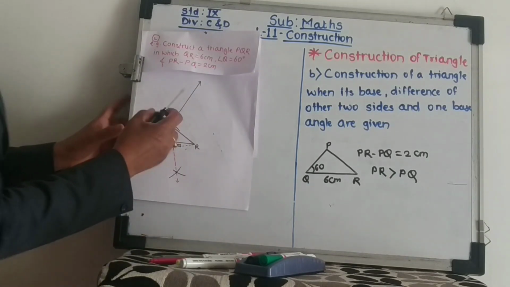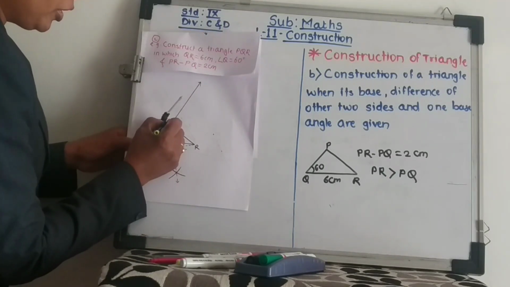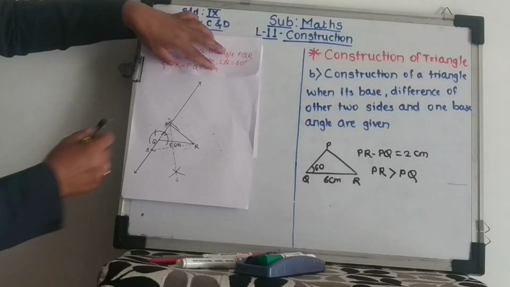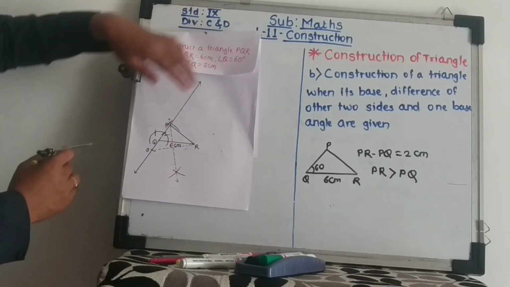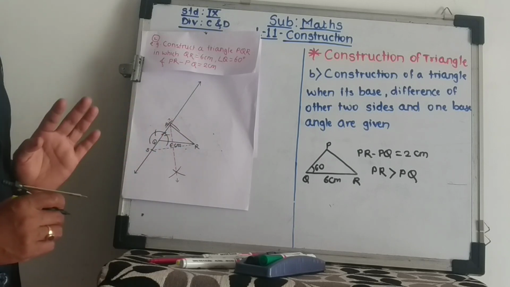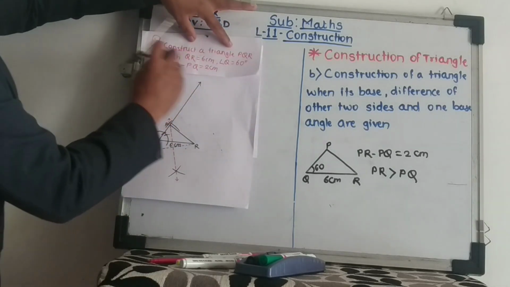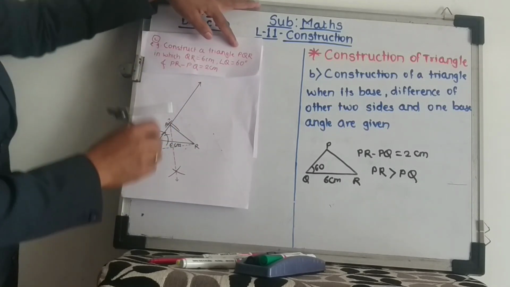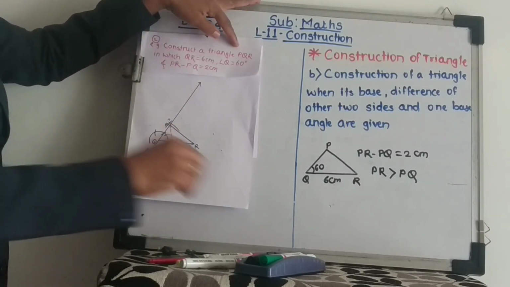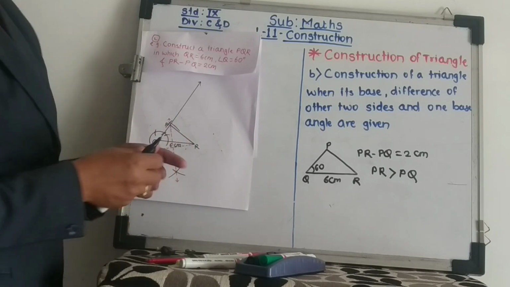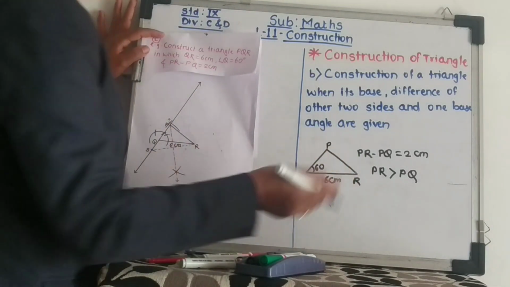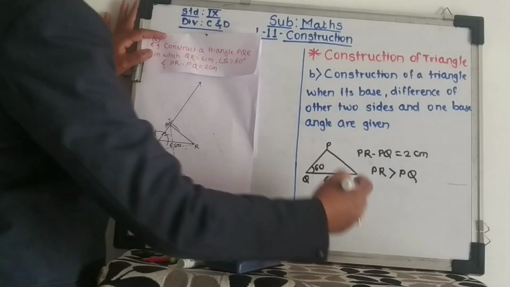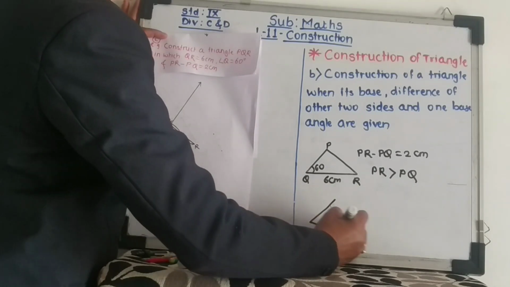Now whatever point we have got, this is nothing but P. So in this way we will construct a triangle PQR whenever we have the difference between the two sides. But in different cases, we have seen two types of cases. See, one more example, like the previous sum which we have solved. So for that I am giving an example.